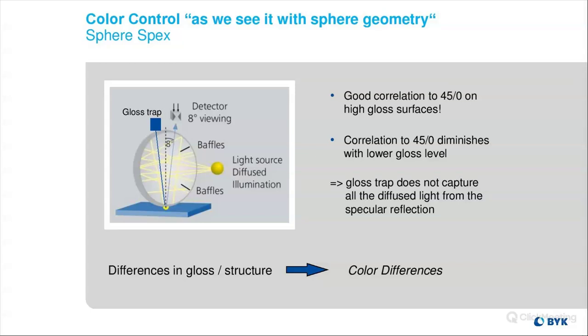What's nice is that it does correlate in certain situations. So in high gloss surfaces, you will get a good correlation. But as you go lower and lower in gloss values, as that light diffuses more off the surface, you're not going to get all of that data back to the sensor. And therefore, your correlation is going to diminish as you get lower and lower in gloss.